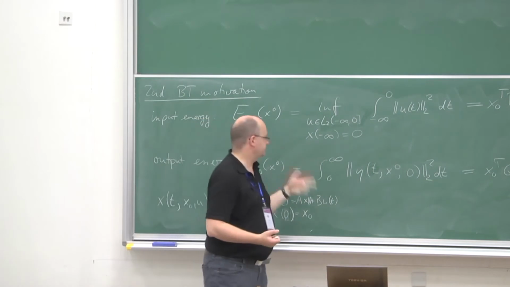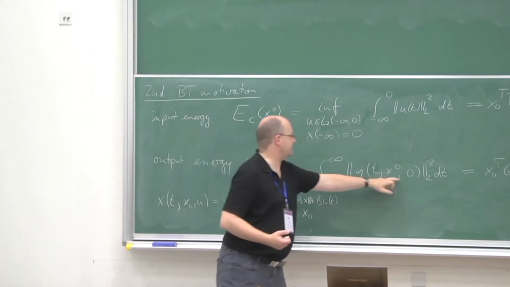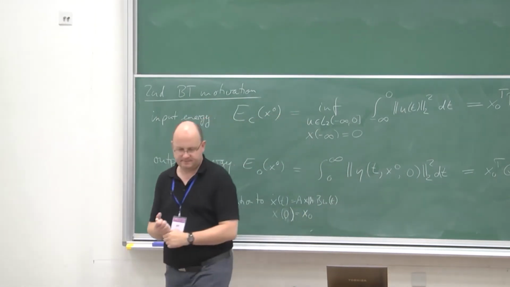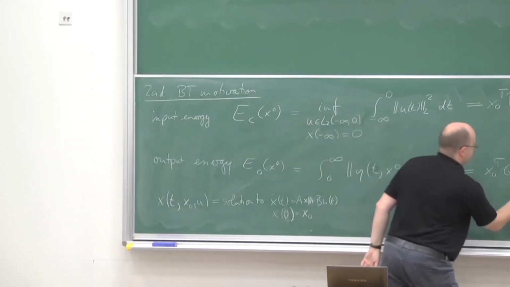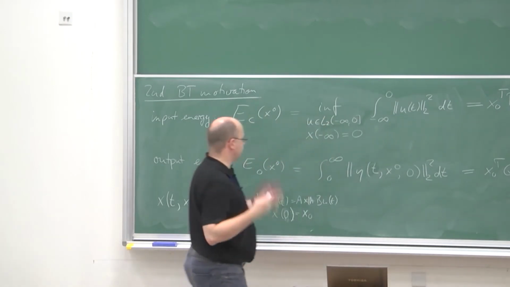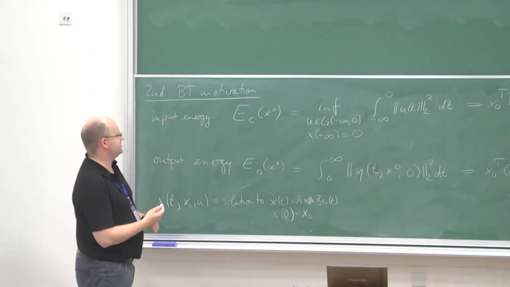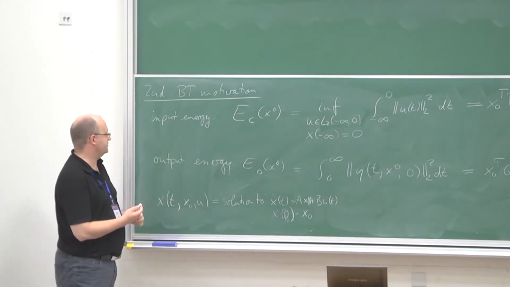And here you just plug in the formula for y. And then you can relate it to the observability Gramian easily, as we have done a couple of times already, just using the variation of constants formula.